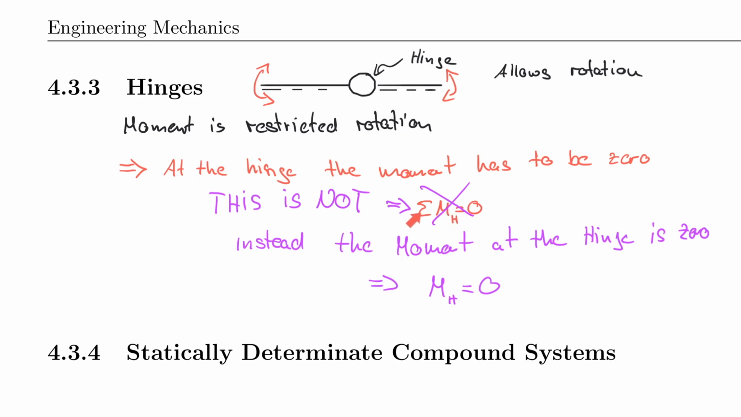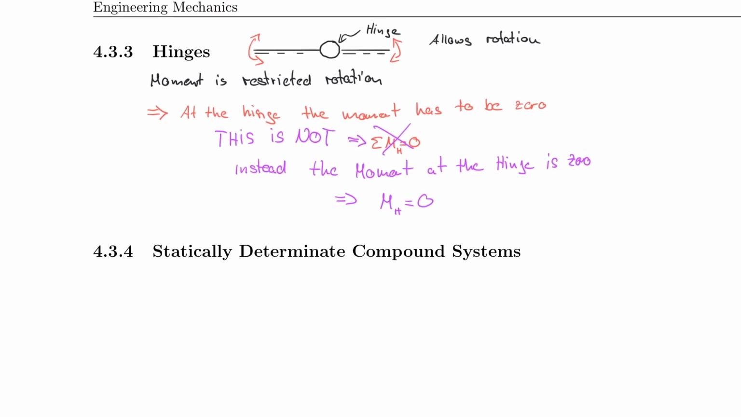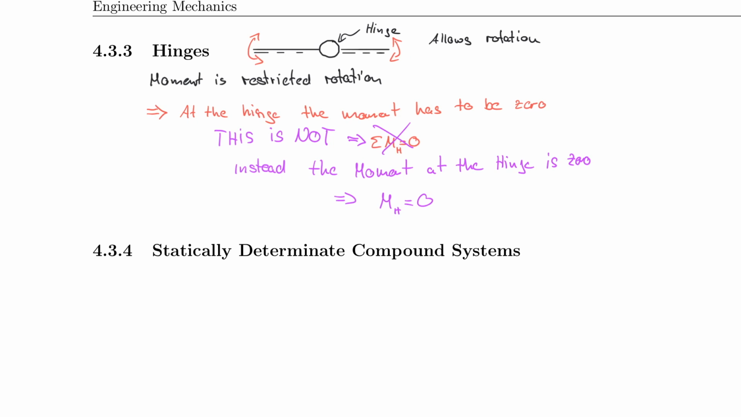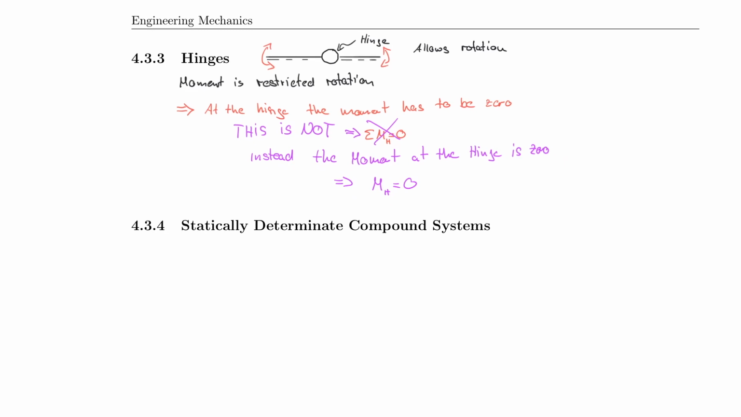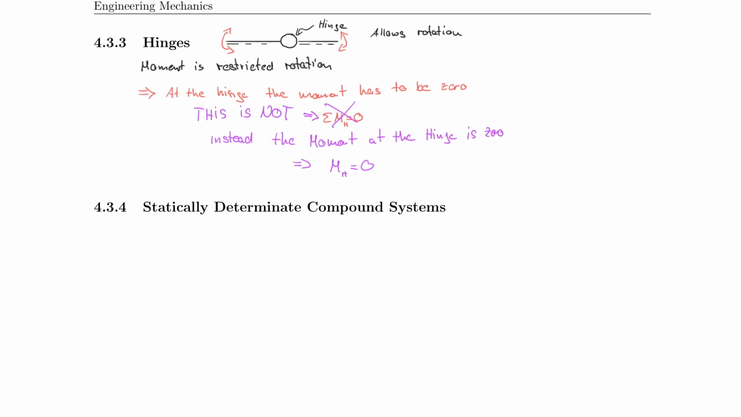This is an initial condition we always had. This does not help us at all, the sum of the moments being equal to 0. We only get help through the hinge if we understand that the moment at the hinge is equal to 0. And that now allows us to move forward to compound systems, because now I can use hinges to actually connect systems. And that's in fact what you saw already for the simply supported frame, the simply supported hinged frame, if you will. So let me actually start by talking about that one.